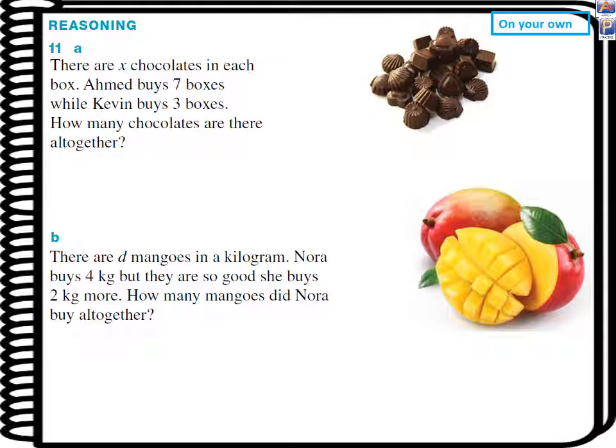I'll do this one. If x is the number of chocolates in a box, Ahmed buys 7, so that's 7 times x, and Kevin buys 3. 3 times x. 7x plus 3x. 10x is the number of chocolates. That's how they're done. The rest of them are all done exactly the same as that.